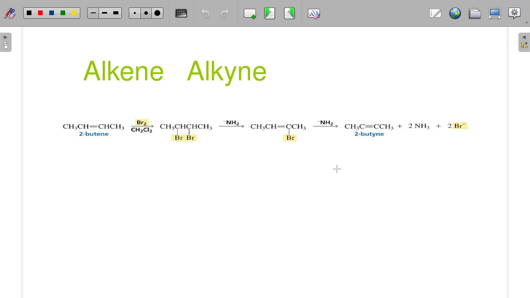All right, alkenes to alkynes, actually kind of easy to do now. So what we would do is take our alkene and react it with something like a halogen, bromine, and make the dibromide. And then just do 2 equivalents of that NH2 that we just introduced, and we would turn that butene into a butyne.